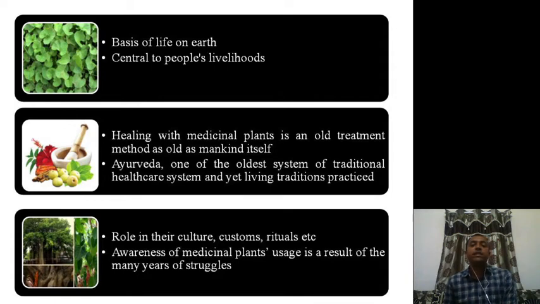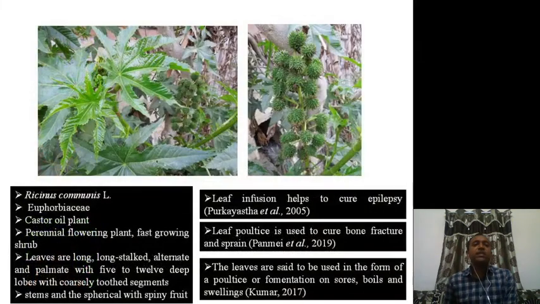Awareness of medicinal plant usage is a result of many years of struggles. So basically it's a trial and error method. People have tried various trial and error methods to come up with certain herbal drug formulations that will take care of various diseases and disorders. So let us see this plant.